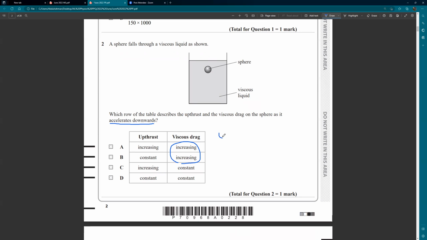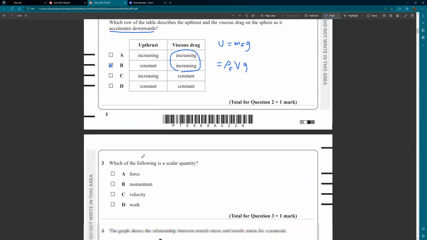Well, what is upthrust? Upthrust is the weight of the fluid displaced, so mg, which is the mass of the fluid displaced multiplied by g. And I know that the mass of the fluid displaced is the density of the fluid multiplied by the volume of the fluid displaced, which is the same as the volume of the object underwater from Archimedes' principle, multiplied by g. And I know that the density of the fluid doesn't change. The volume of this sphere underwater doesn't change. And g is just a constant. So upthrust is clearly constant as well. So the answer is B.